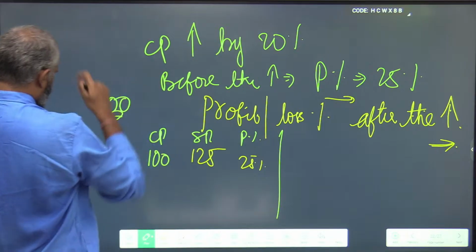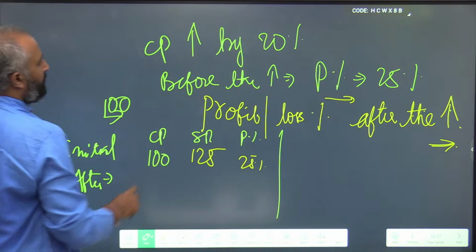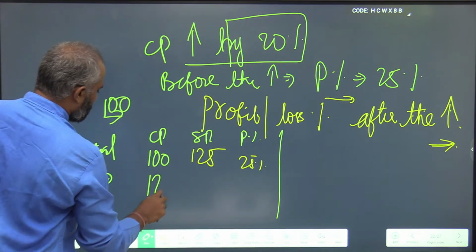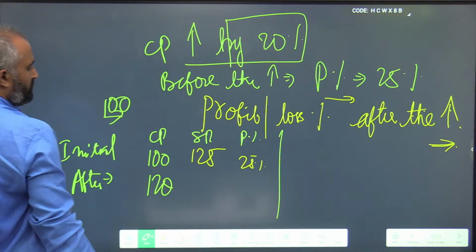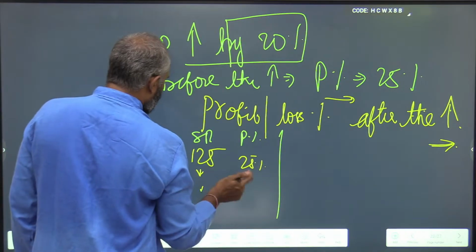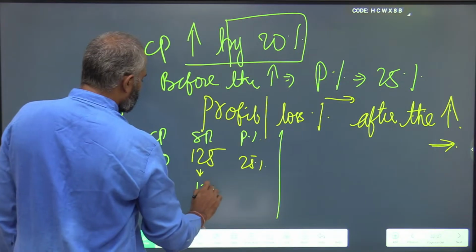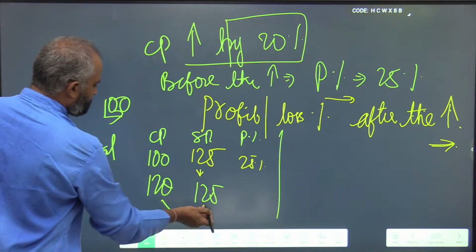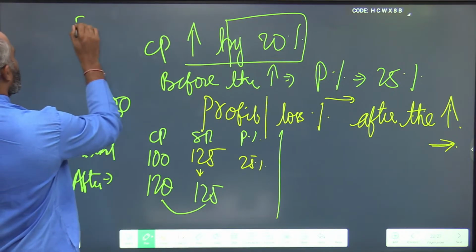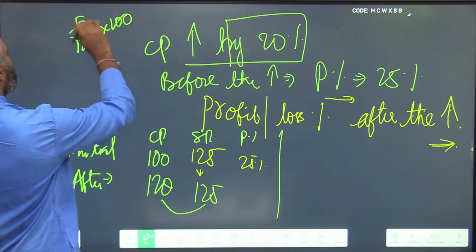But after the increase, now what has happened to this? The cost price has increased by 20%. So this becomes 120. But the selling price has not increased. So it will remain the same, 125. So what is the profit here? Selling price is 5 more than the cost price. So 5 by 120 into 100.